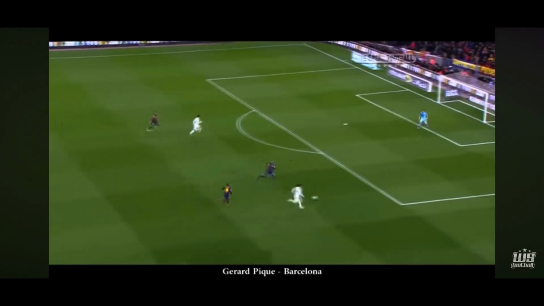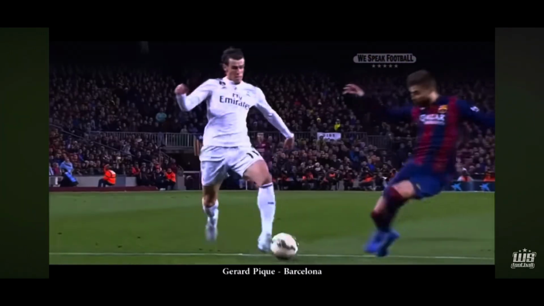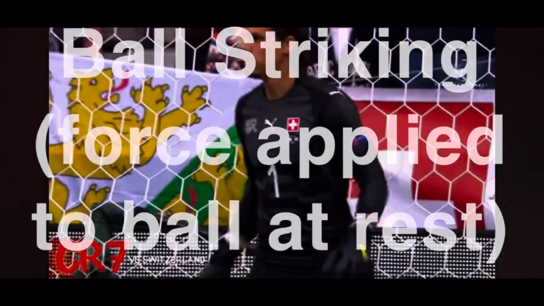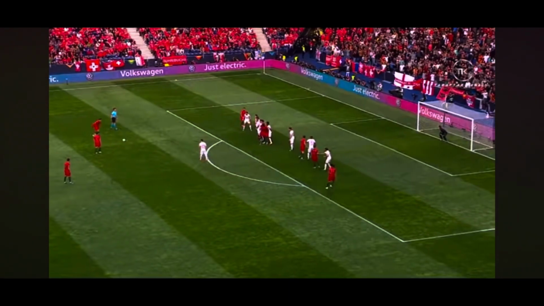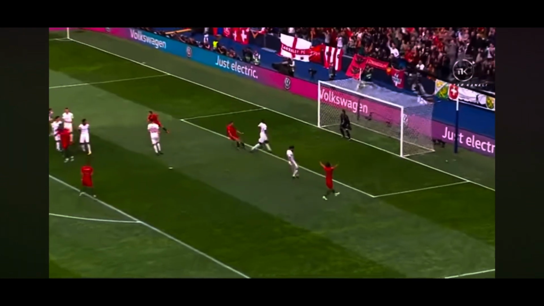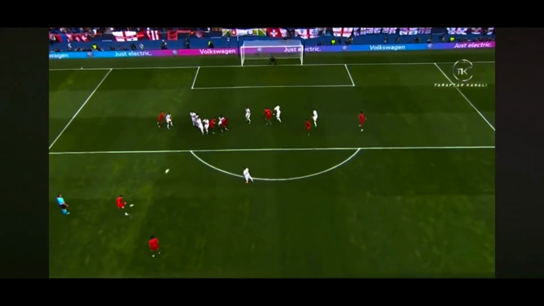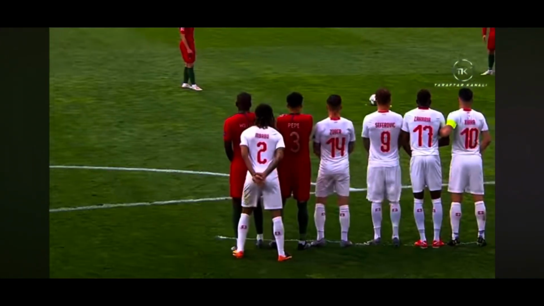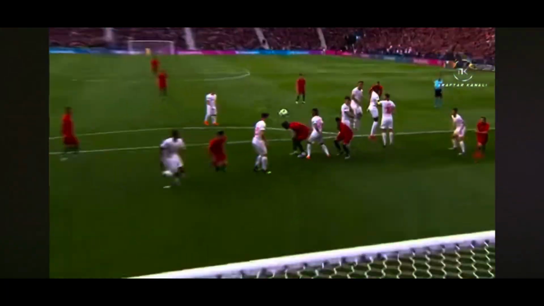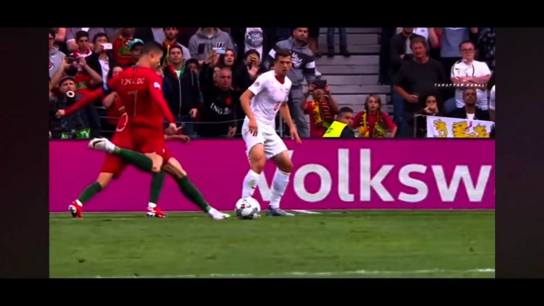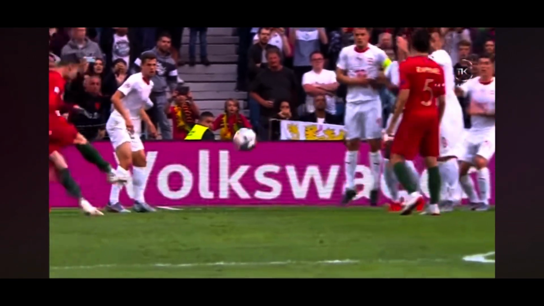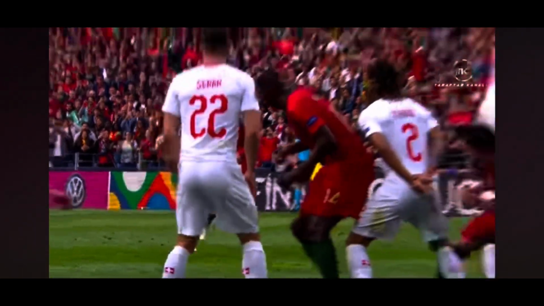Ahí para que pueda llegar Gareth Bale, rapidísimo Bale, corta la pelota a Gerard Piqué. Ronaldo, Ronaldo, Ronaldo.